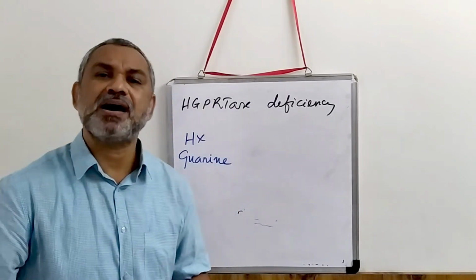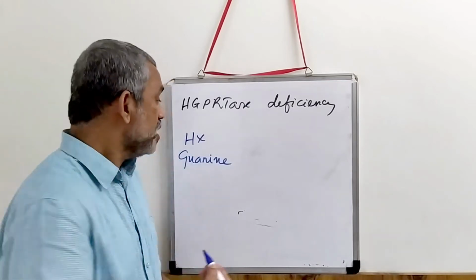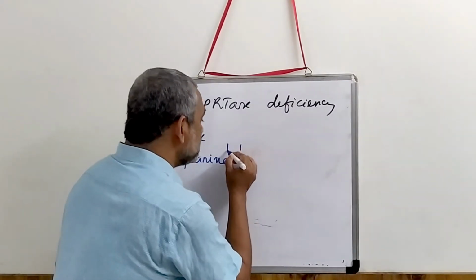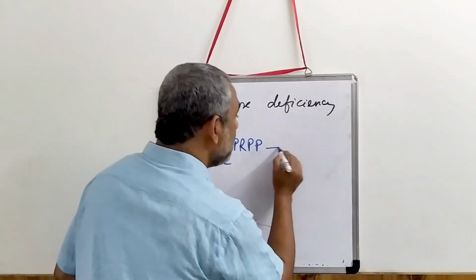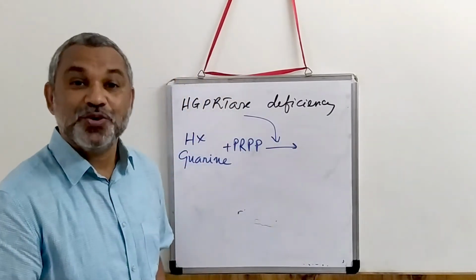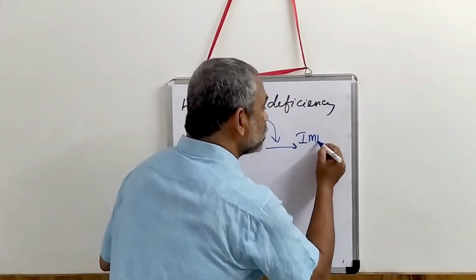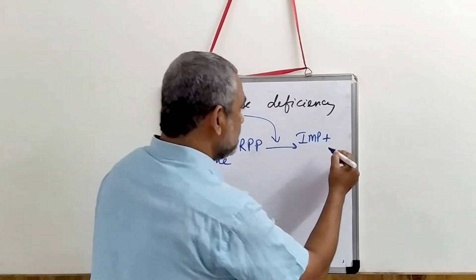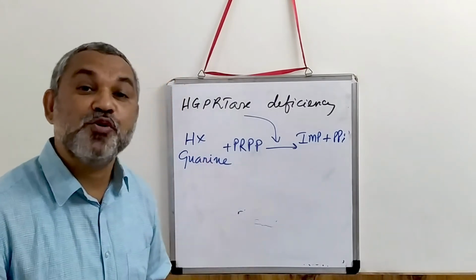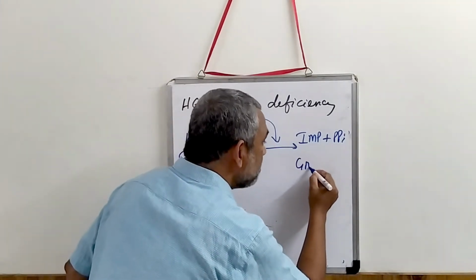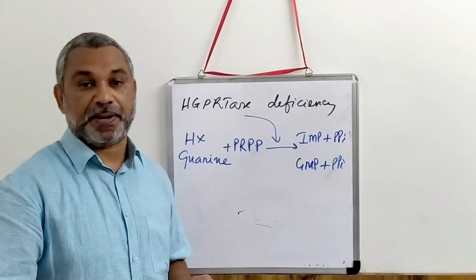So when these products are getting accumulated or produced in the cell, we want to salvage them. In order to salvage them, PRPP is added, and with the help of this enzyme, hypoxanthine will give inosine monophosphate and PPi. What will happen to guanine? It will produce GMP and PPi. Okay, so this is what we call the salvage pathway.